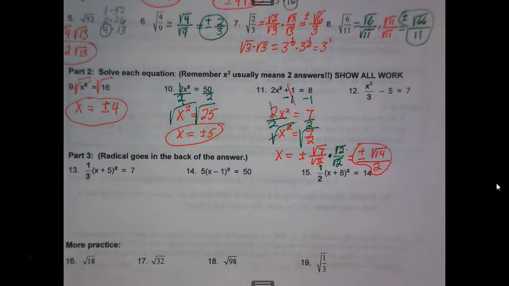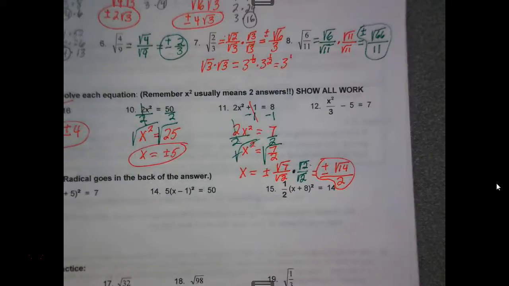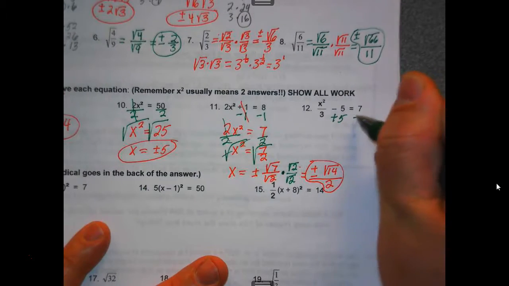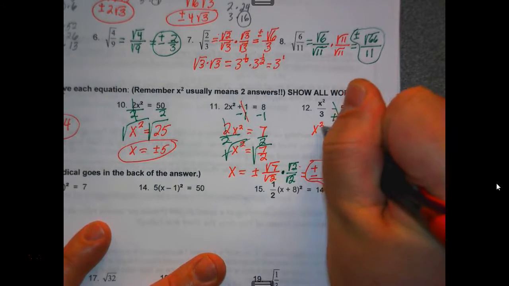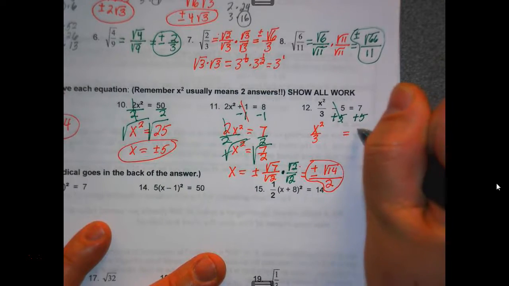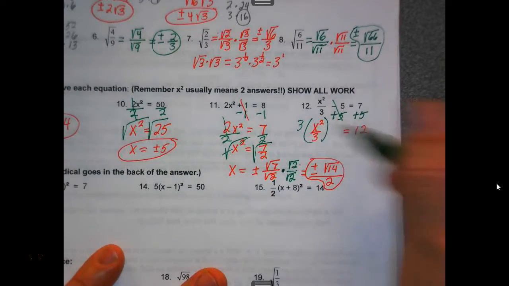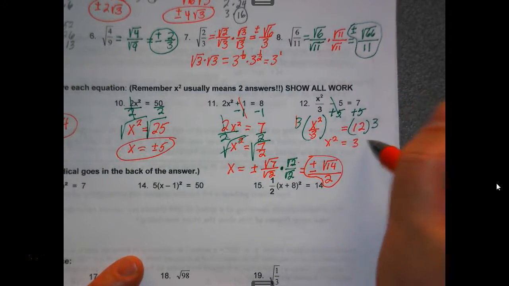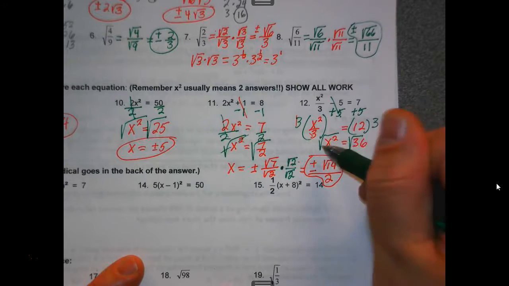All right, let's go on to part 3. Want to do 12? I don't care. All right, add 5. I get x squared divided by 3 equals 12. Let's see, multiply by 3. Oh, this one's actually kind of easy. So I get x squared equals 36. What does x equal? Yeah, plus or minus 6.